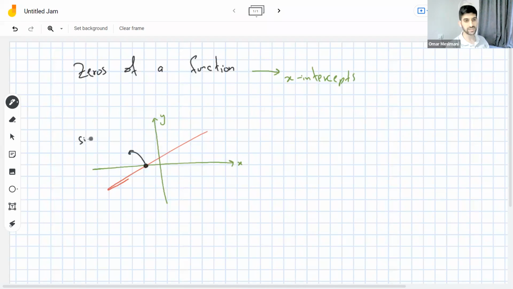We call it a simple zero. So what is the simple zero? The simple zero is basically your function just crossing the x-axis.